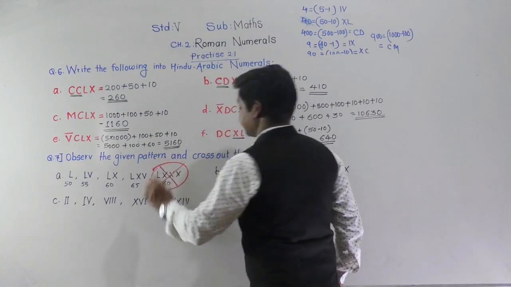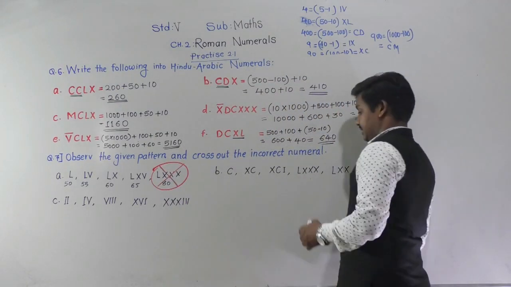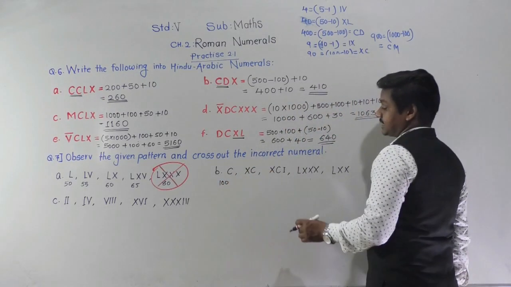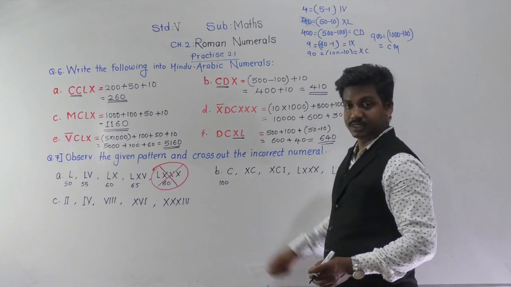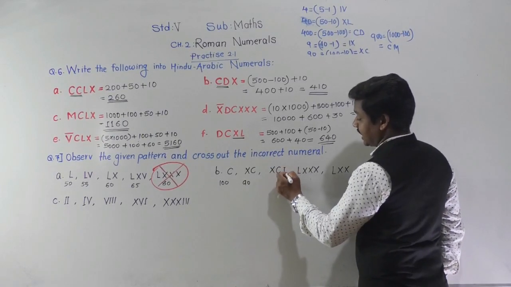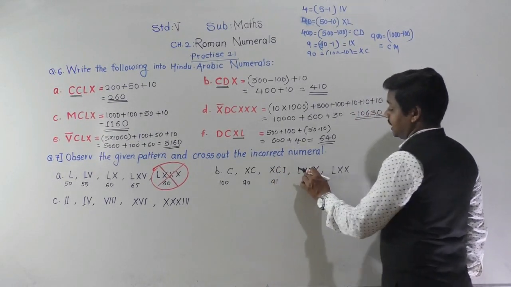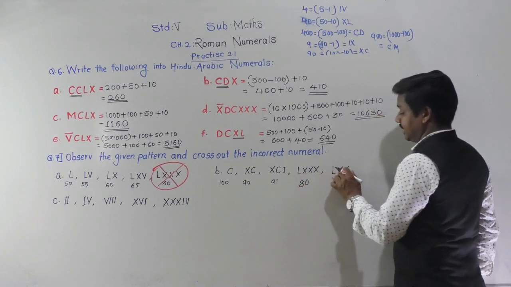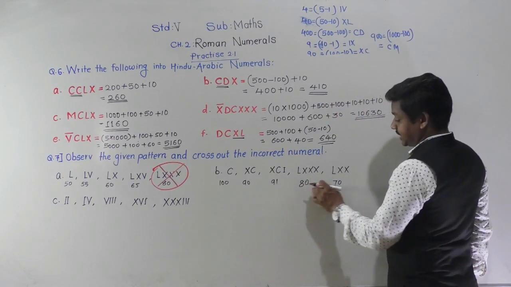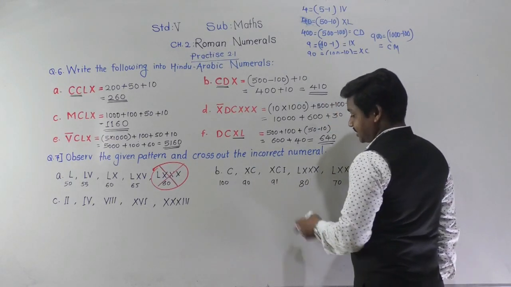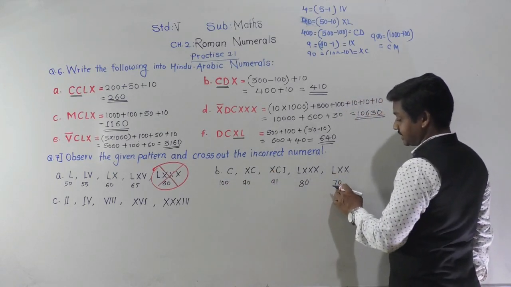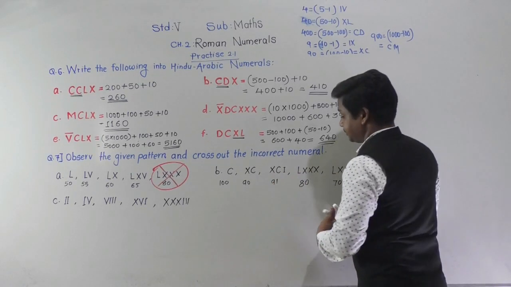So cross it. Okay. Next, C means 100. XC means 10 before 100, that is 90. XCI: XC means 90 and I means 1, so 91. LXXX means 80. LXX means 70. So 100, 90, 91, 80, 70. Which one is odd? Here must be 80, no? 100 minus 10, 90, 90 minus 10, 80, 80 minus 10, 70. So this one is the odd number.